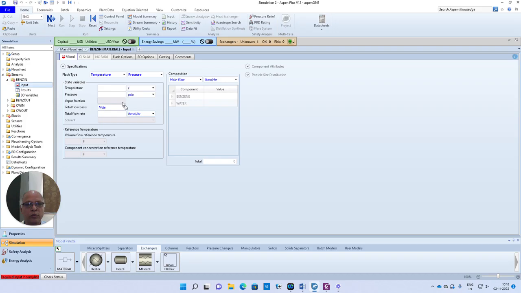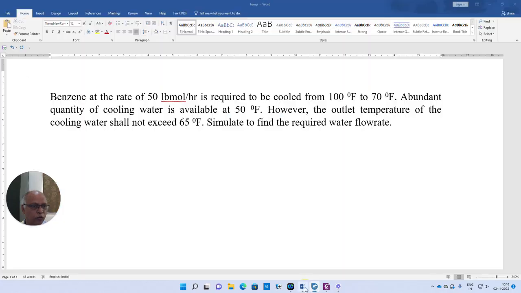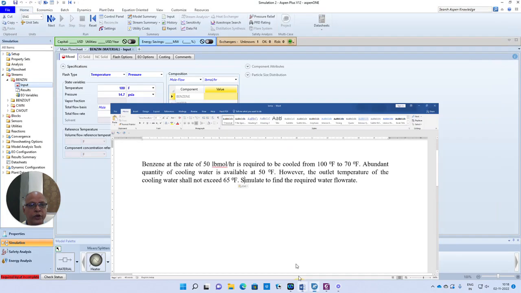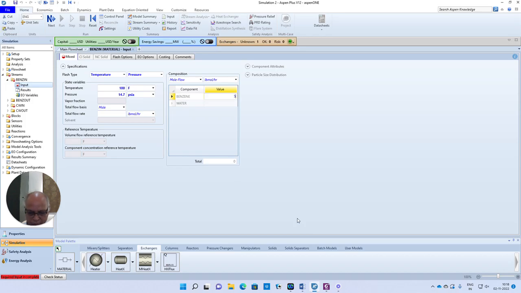To use the system of units. So benzene is entering at 100 degrees Fahrenheit. Pressure is not mentioned, so you can assume atmospheric pressure, say 14.7 psi. And benzene is entering at the rate of 50 lb moles per hour. So go to the next.